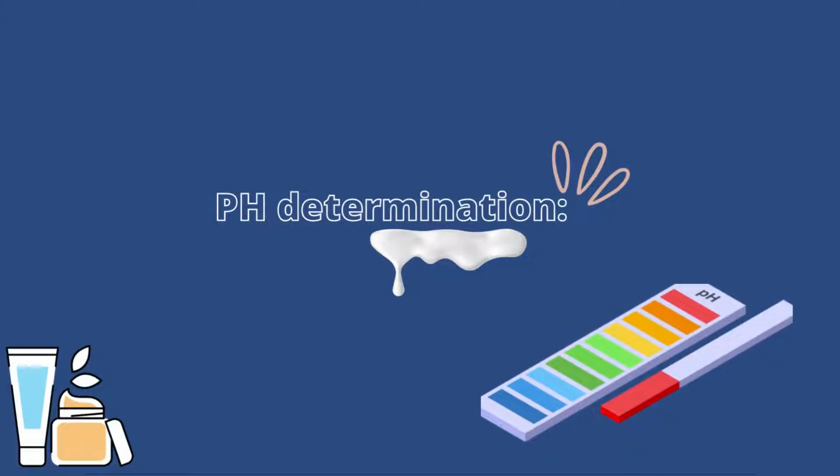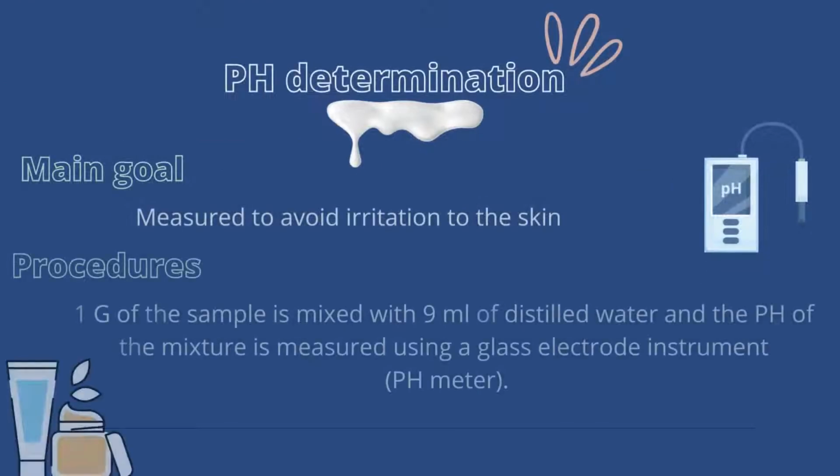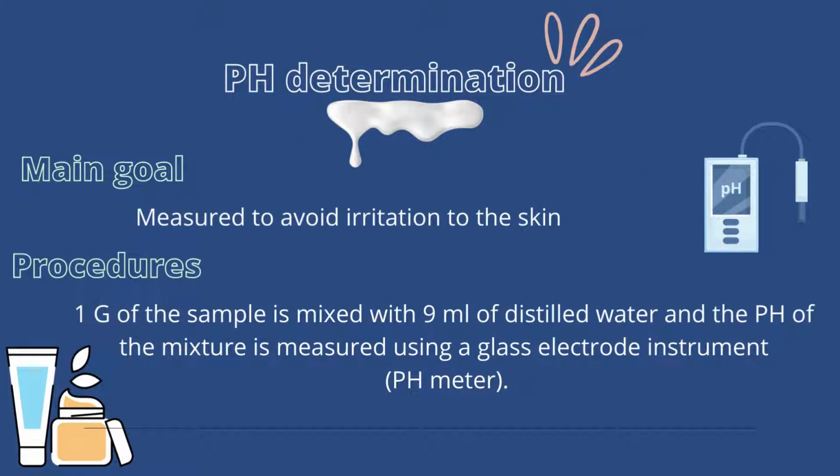Second, pH determination. The main goal is to measure pH to avoid irritation to the skin. Procedure: 1 gram of the sample is mixed with 9 ml of distilled water, and the pH of the mixture is measured using a glass electrode instrument as shown in the figure.